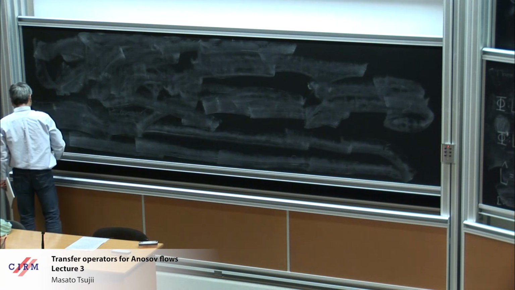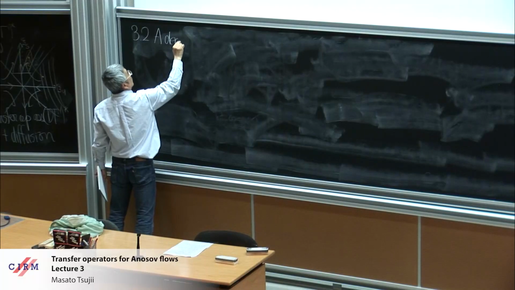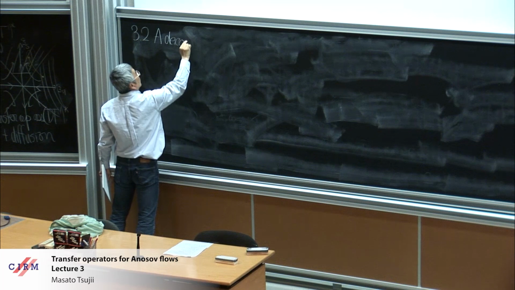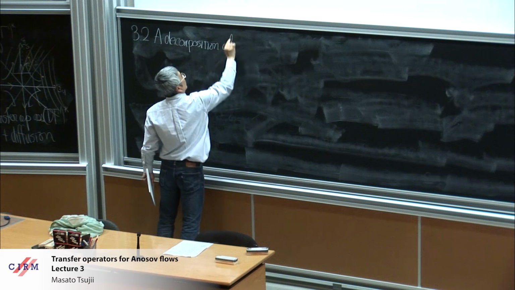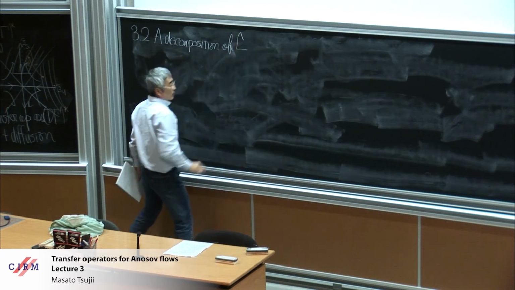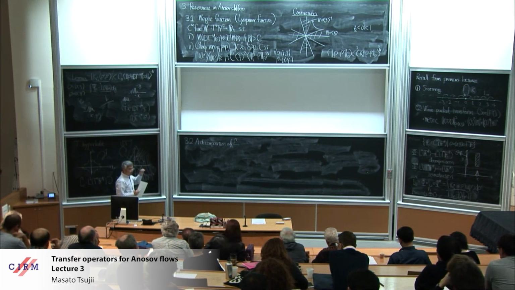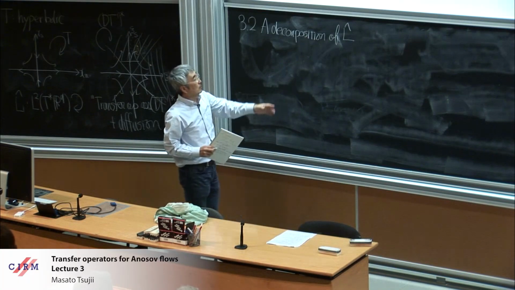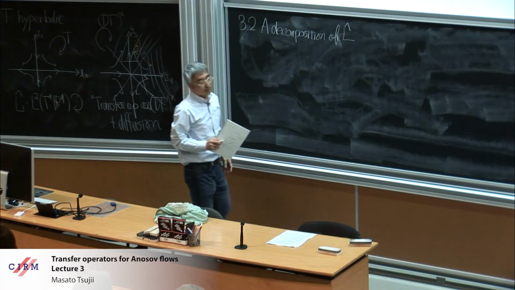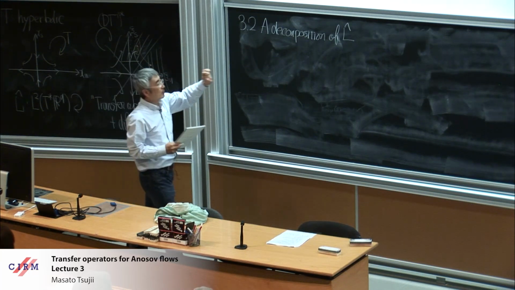So, okay, it's 3.2. So at the composition of L hat. From now on, we only consider that operator L hat, and we forget about L, because every spectral property is the same as of L and L hat is almost the same. So the difference is just a multiplicity of the spectrum 0.